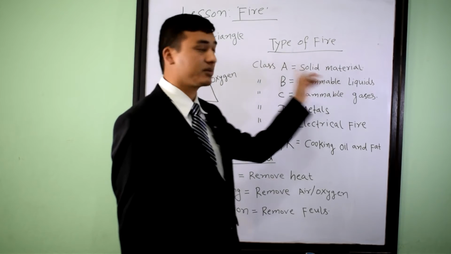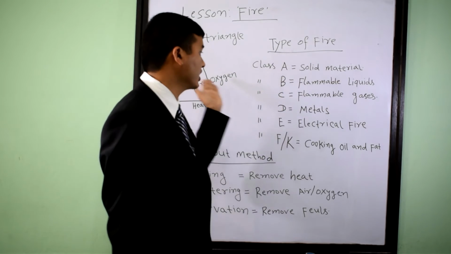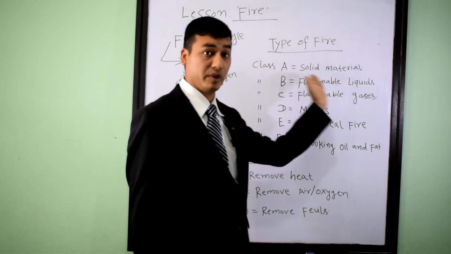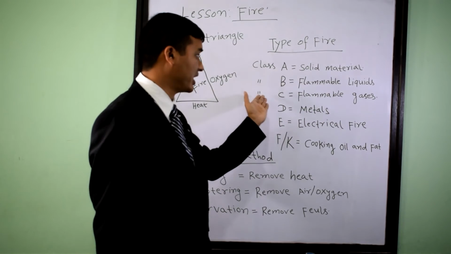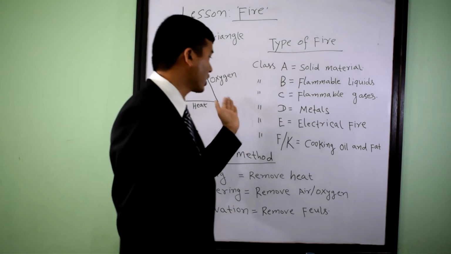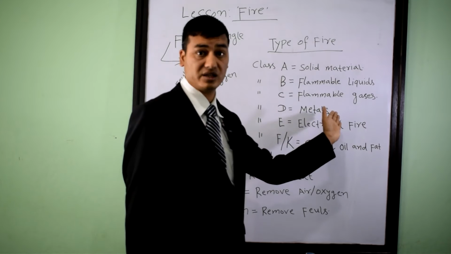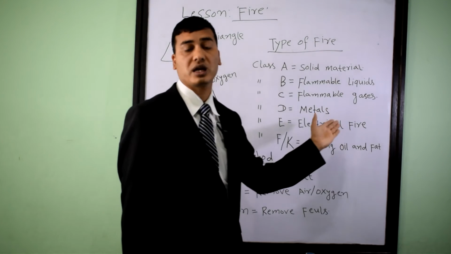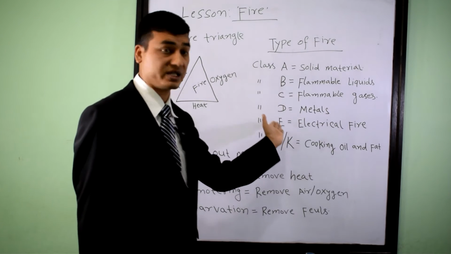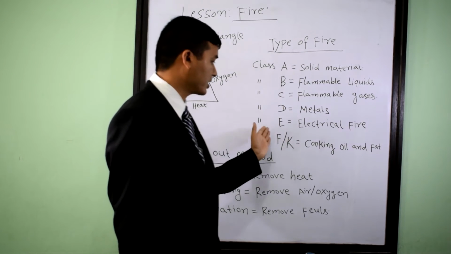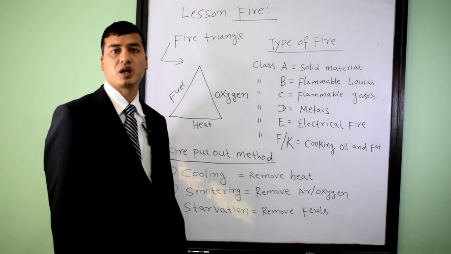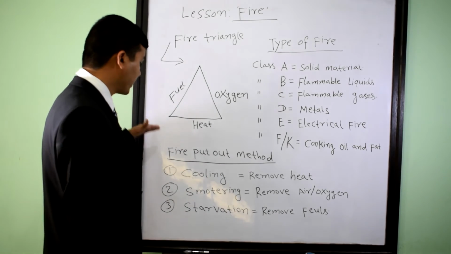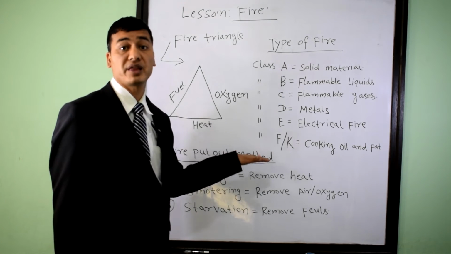Number 1, solid material, class A fire. Class B fire, flammable liquids. Class C fire, flammable gases. Class D fire, metals. Class E fire, electrical fire or from electrical apparatus. And class F or K fire from cooking oil. Okay, now we go to fire put out methods.